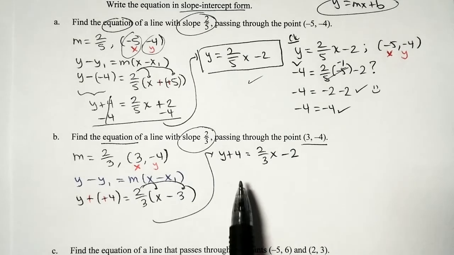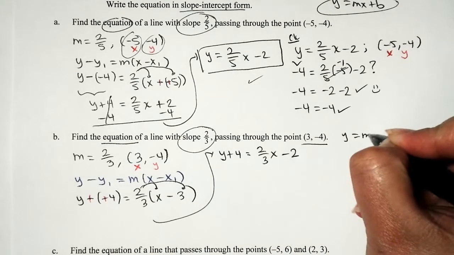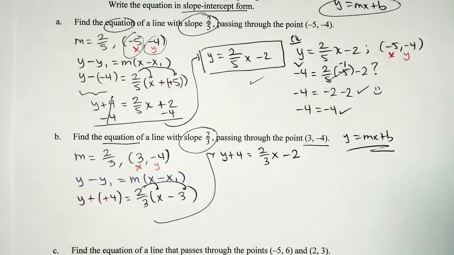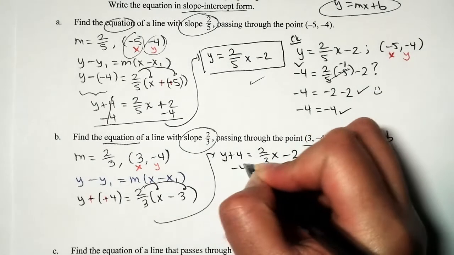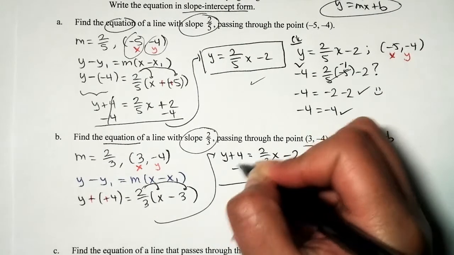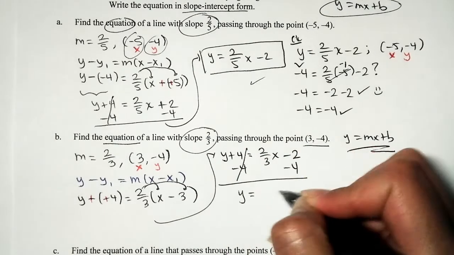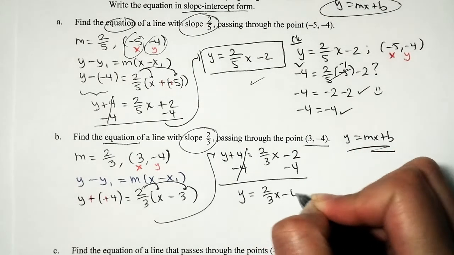Alright, so to finish it off, remember, we are asked to write our equation in slope-intercept form. So let's go ahead and solve for y. Let's isolate the y term by subtracting 4 from both sides, and that will give us y equals 2/3 x minus 6.